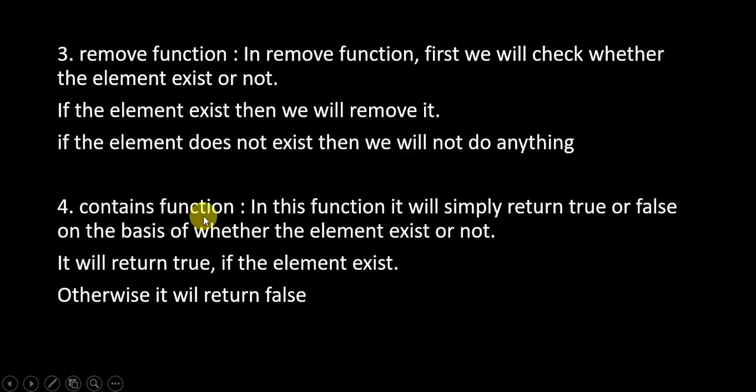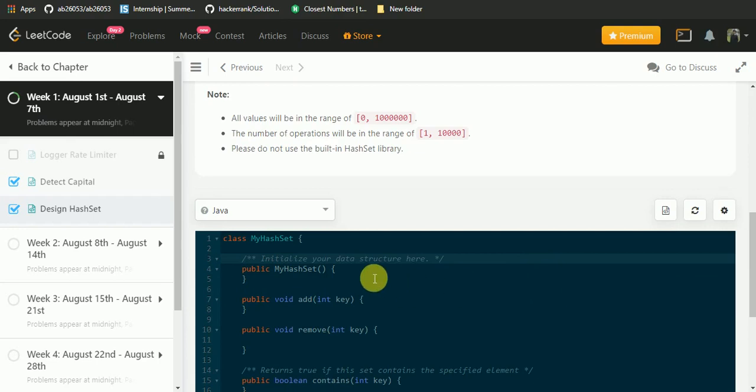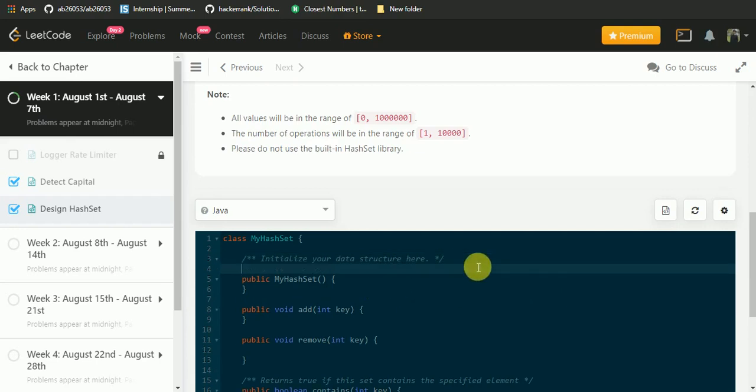Fourth, contains function. In this function, it will simply return true or false on the basis of whether the element exists or not. It will return true if the element exists, otherwise it will return false. Now we will write our code. First of all, we will initialize our array list.